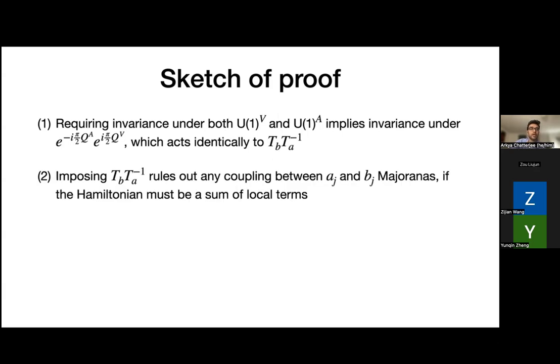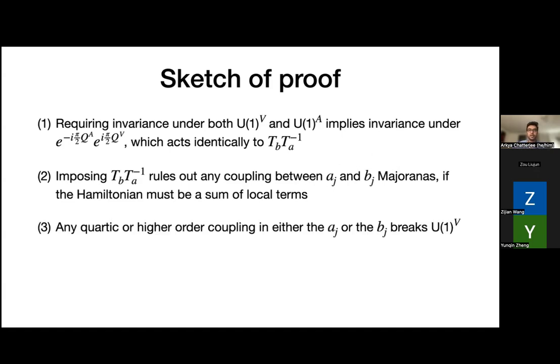And now if we impose this TB times TA inverse symmetry, it rules out any coupling between A and B, because if you keep applying this operator repeatedly, any such local coupling between A and B will become increasingly non-local. So if your Hamiltonian must be a sum of local terms, you're essentially forbidden from coupling the A's and B's.